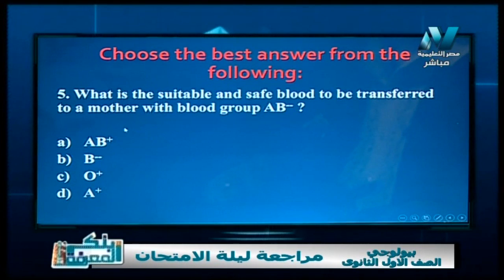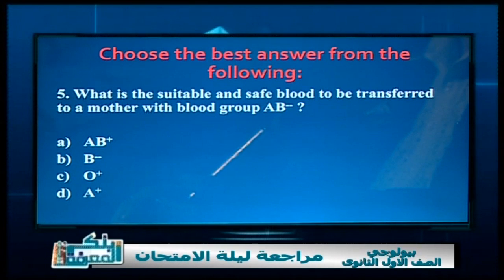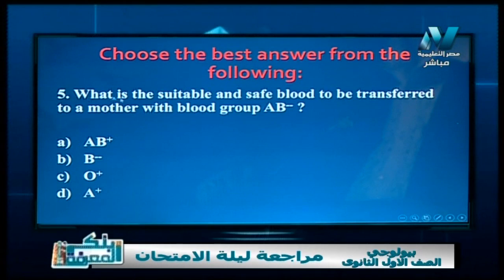Another question. Which is the suitable and safe blood to be transferred to a mother with blood group AB negative? Remember, in studying the blood groups, we studied not only the type of blood group, but also the Rh factor or rhesus factor. And the rhesus factor gives the individual Rh positive or Rh negative. And the presence of negative rhesus factor makes the individual can produce antibodies against Rh positive if the transfusion occurs. So it doesn't accept Rh positive. But Rh positive cannot produce antibodies against Rh negative. So this individual, AB negative, can get blood from which one?